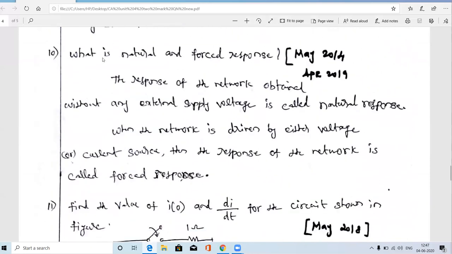Next, what are natural and forced response? It is also an important question. It was asked in April 2019 and 14. So you see natural response and forced response. What does natural response mean? The response or output of the network obtained without any external supply voltage is called the natural response.